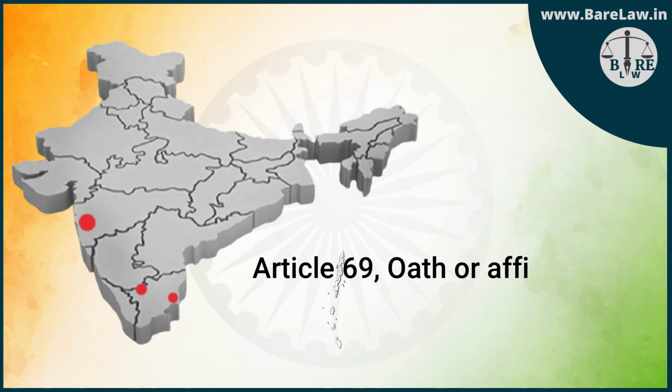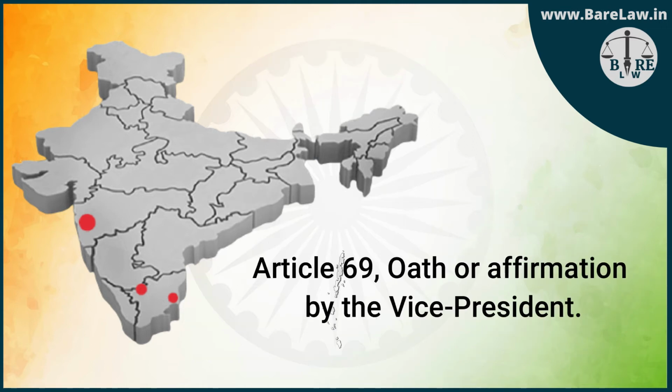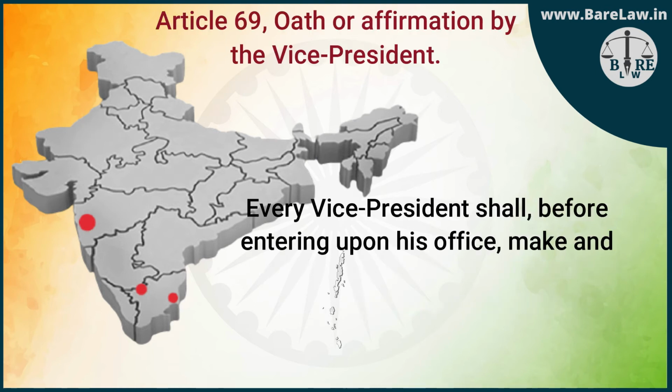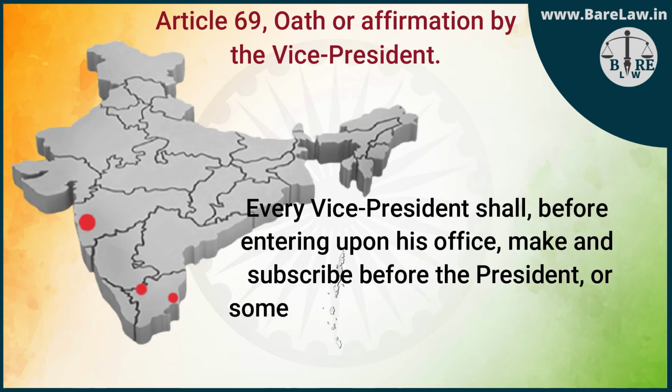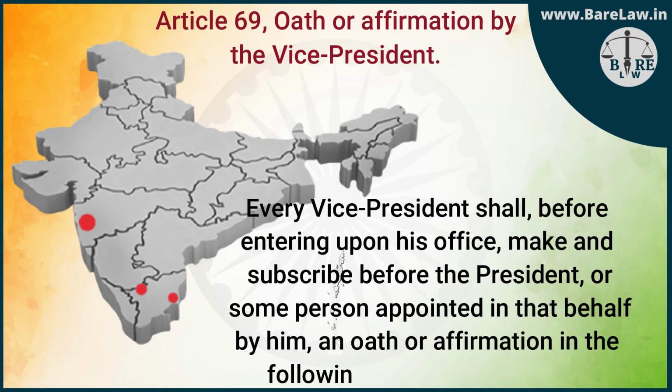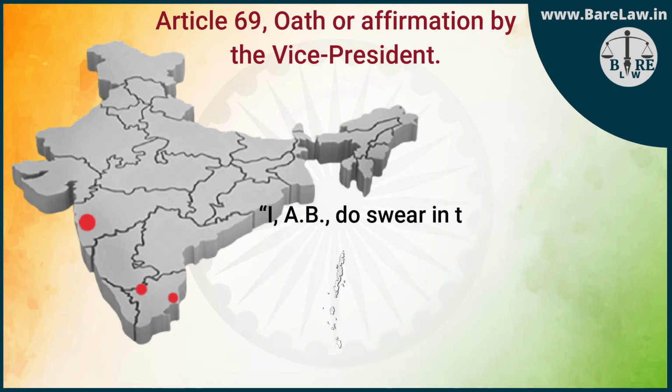Article 69, Oath or Affirmation by the Vice President. Every Vice President shall, before entering upon his office, make and subscribe before the President, or some person appointed in that behalf by him, an oath or affirmation in the following form, that is to say, I, A. B.